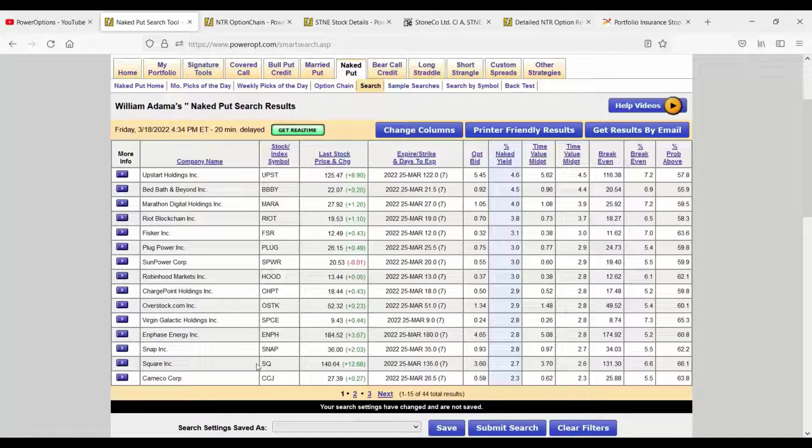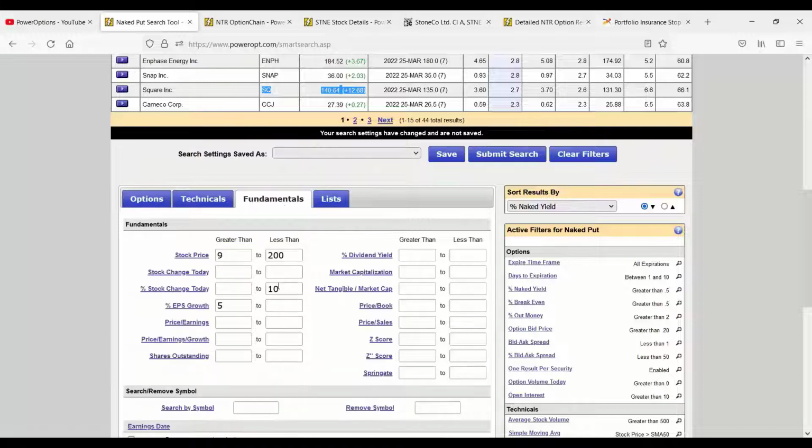We still have some good movements here. Square is up there with a relatively big move, about a 10% to 11% move from where it was previously. But that's one way to do it. Let's take that out.